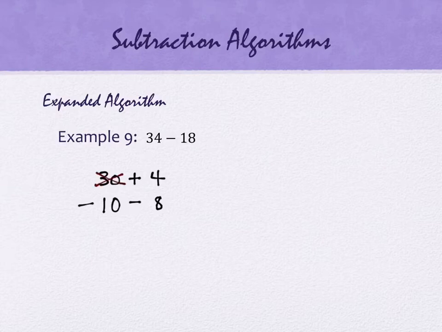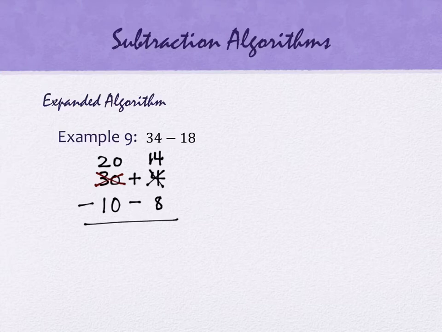So the 30, 3 tens, will become a 20, and the 10 that I just took away will be added to the 4 that's over here. That's the same 34, it's just grouped differently. But it's grouped in such a way I can subtract. 20 minus 10 would be 10, 14 minus 8 would be 6. This is 10 plus 6, which is 16.